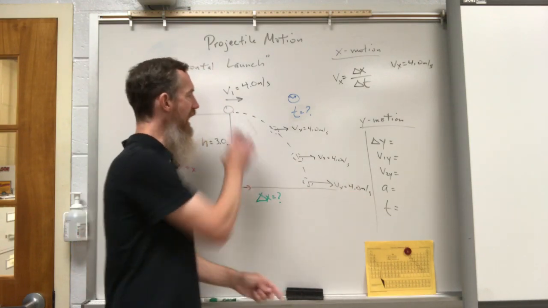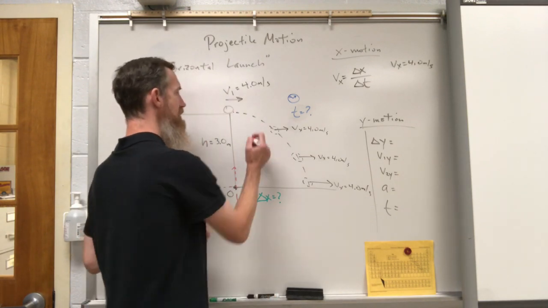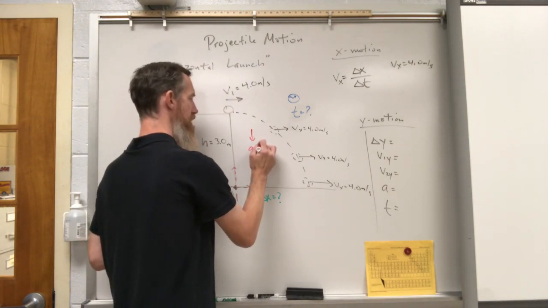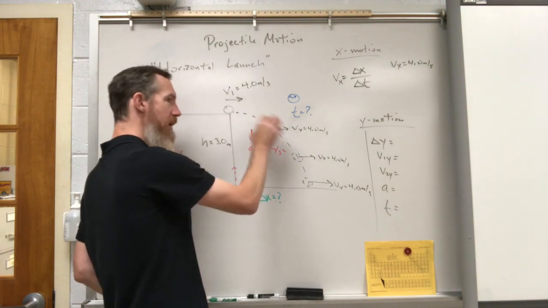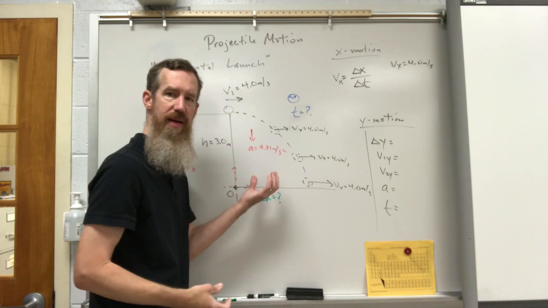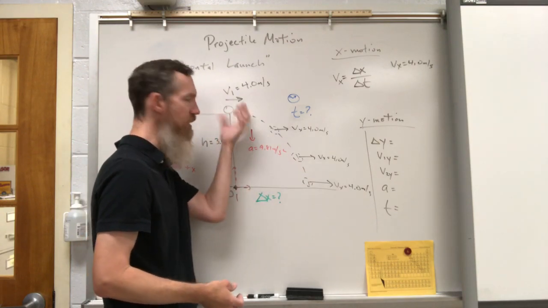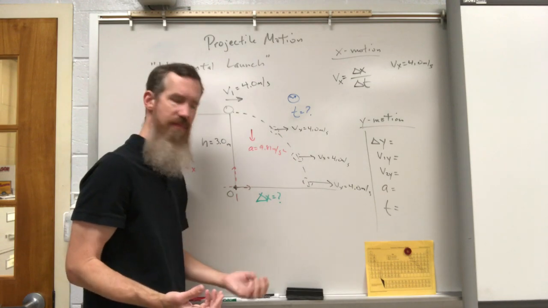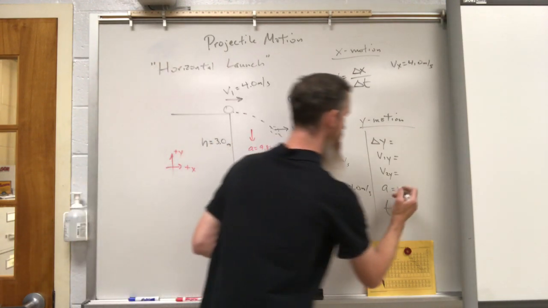So what's the acceleration as it falls? Well, the acceleration as it falls is a constant 9.81 meters per second squared downward. No matter where it is in the fall, it's always being pulled down by gravity. So the acceleration is consistent. And because it is downward, we're going to make that acceleration negative.